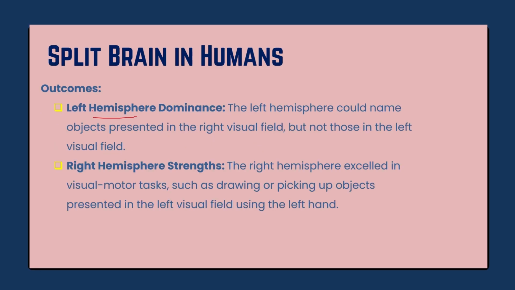Left hemisphere dominance. The left hemisphere could name objects presented in the right visual field but not those in the left visual field. Similarly, the right hemisphere excelled in visual motor tasks such as drawing or picking up objects presented in the left visual field using the left hand.